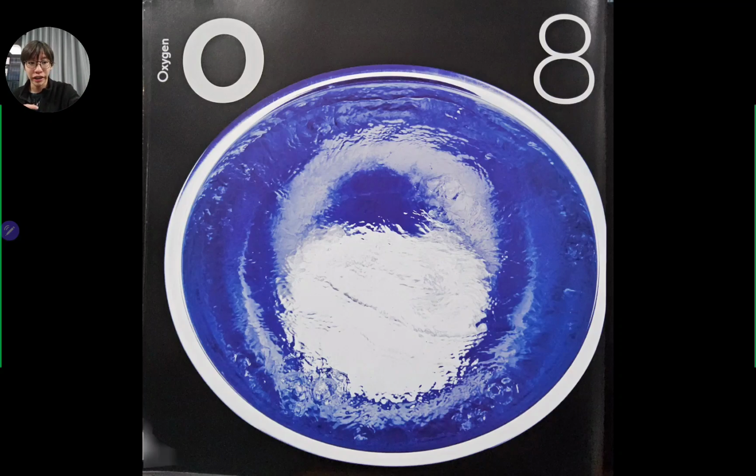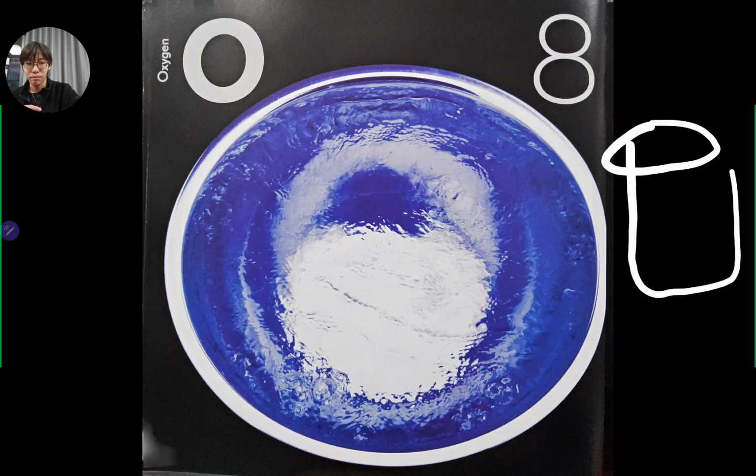Oxygen can be represented like this. Just get a clear bottle and cap it. There, you got some oxygen locked in there.